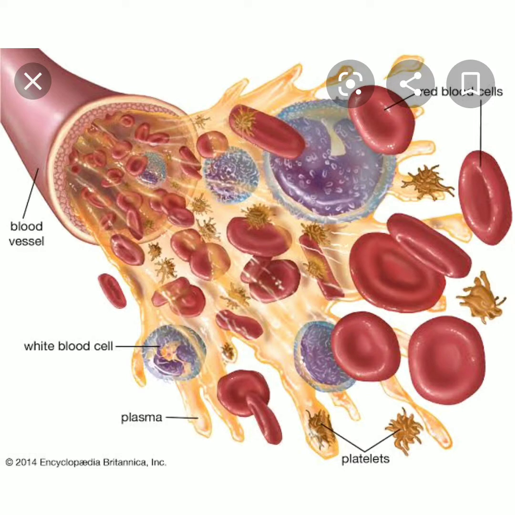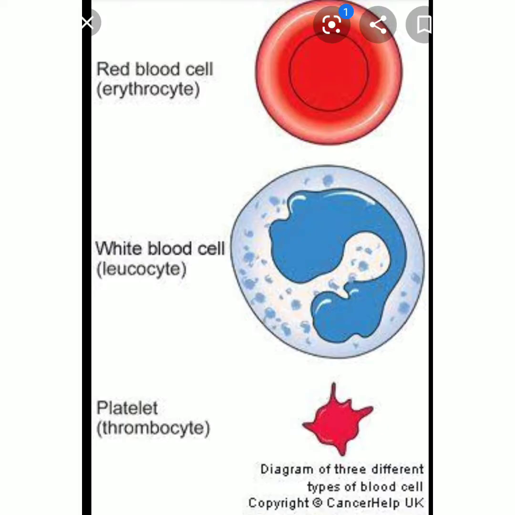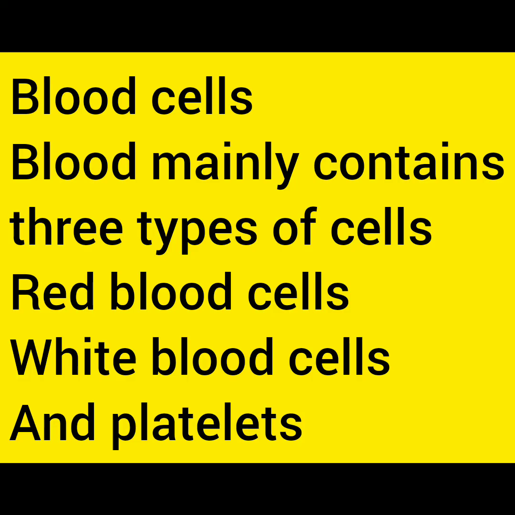Let's discuss one by one. Firstly, blood cells. Blood contains three types of cells: red blood cells, white blood cells, and platelets. The picture is a diagrammatic representation of blood flow through our blood vessels. Now in this picture you can identify the three different types of blood cells. So now you can differentiate them from other cells, isn't it? So we conclude that blood cells mainly contain three types of cells: red blood cells, white blood cells and platelets.